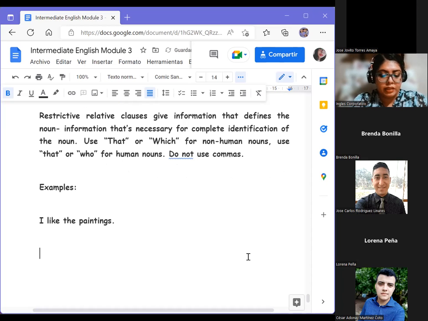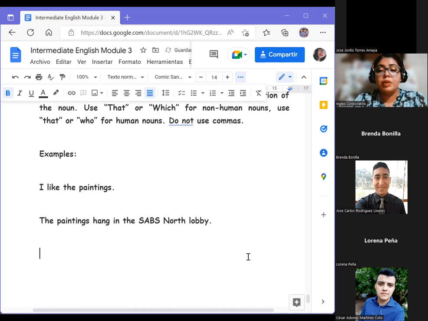And we can add some information like this: the painting hung in the CABS North lobby. And we can use the same sentence to create the clause. I like the paintings. That is one clause. That is linked with the word that, which hangs in the SASB North lobby. So we are making a connection from one clause to the other by the pronoun that.